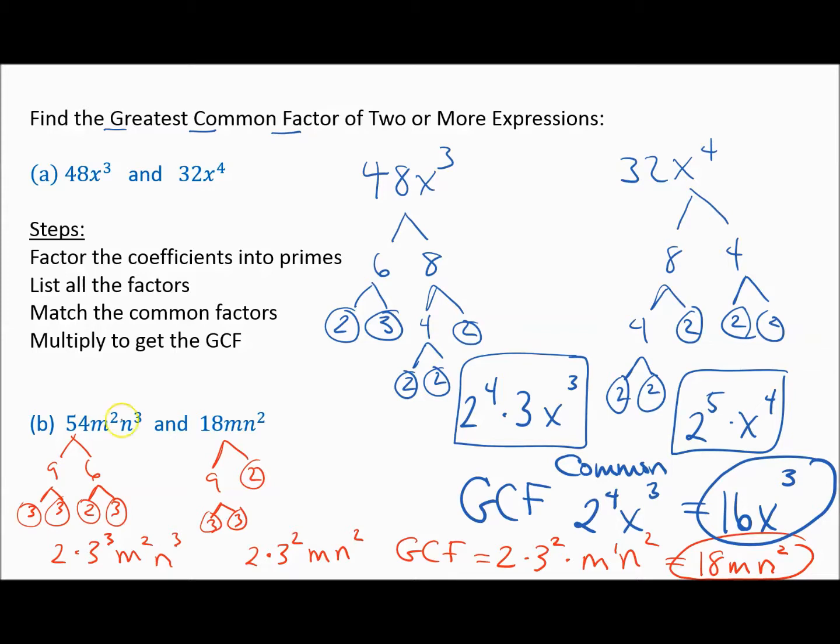And again, when you're dealing with variables, if they have a common variable, it's the smallest exponent. You've got an m squared, an m to the first, so it's an m to the first that's common. An n to the third and an n squared, so it's an n squared that is common.